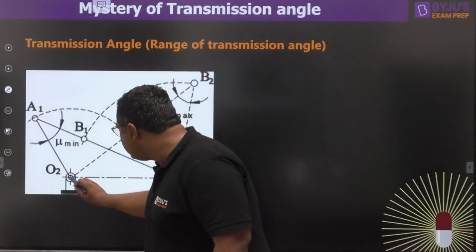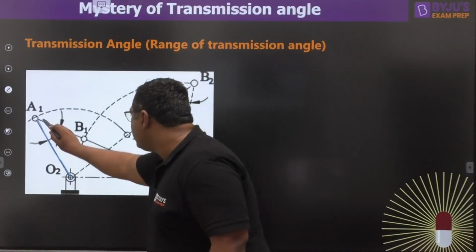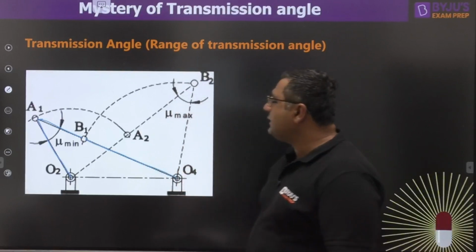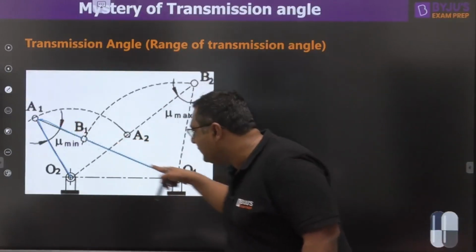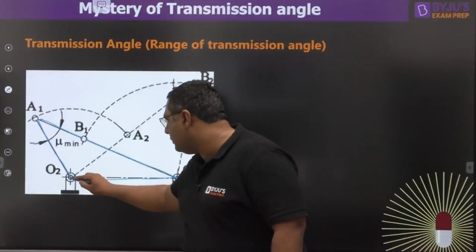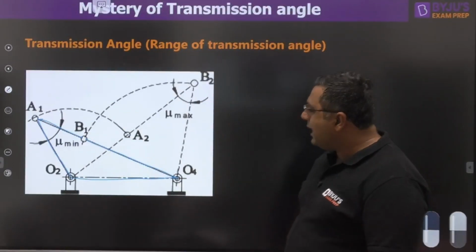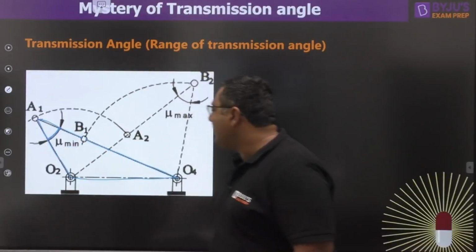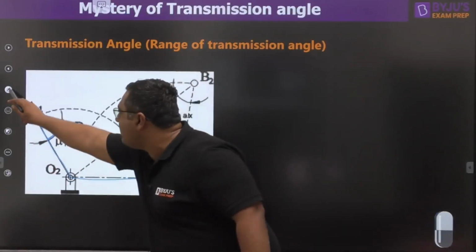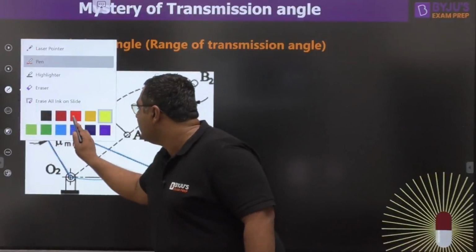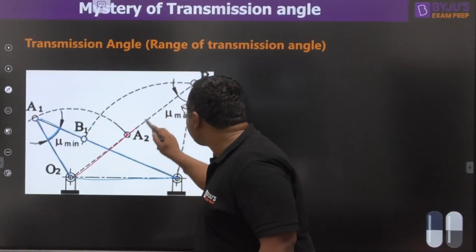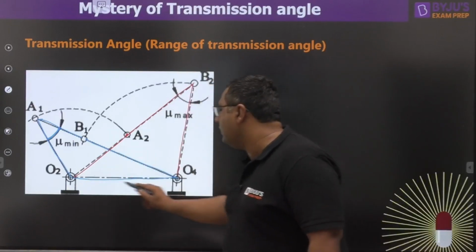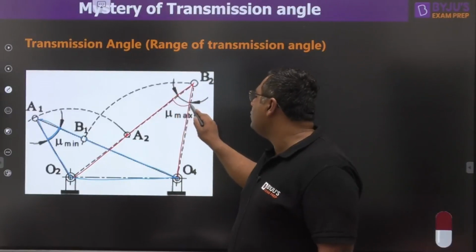So you can see, my dear, this is your crank, this is your coupler, this is your connecting rod. When your coupler and connecting rod come in the same line, this will become a triangle, right? And for this condition, you are going to get mu minimum. And the same thing happens in the second manner, when you have this as crank, this as coupler, and this as the output link, then once again it becomes a triangle. So this is the condition when you will get mu maximum.